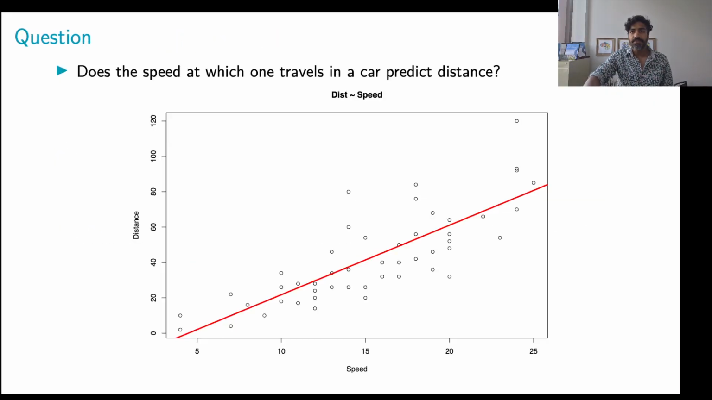Excellent. So here's another example: does the speed at which one travels in a car predict the distance? This is actually stopping distance. If you're driving at 50 kilometers an hour, what's the stopping distance? Is the speed at which you're driving related to the distance you travel when you stop? Because when you slam the brakes, the car does keep moving, right? So here's the distance on the y-axis, and on the x-axis we have the speed of the car, and you see the slope here.